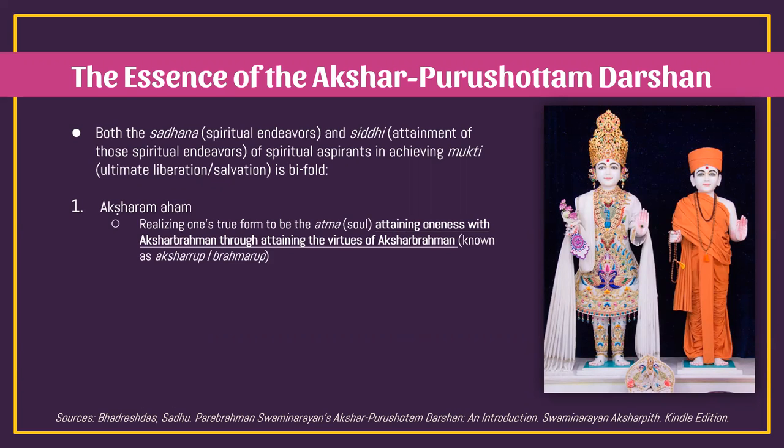The goal first is to attain oneness with Aksharbrahm, to attain oneness with Gunatit Swami, the ideal disciple, the one who is above Maya, by attaining the virtues of that ideal disciple, by bringing the virtues of Aksharbrahm into one's life. This is known as becoming Akshar-Rup or Brahma-Rup. Rup meaning a form, becoming like Akshar, becoming like Brahm.